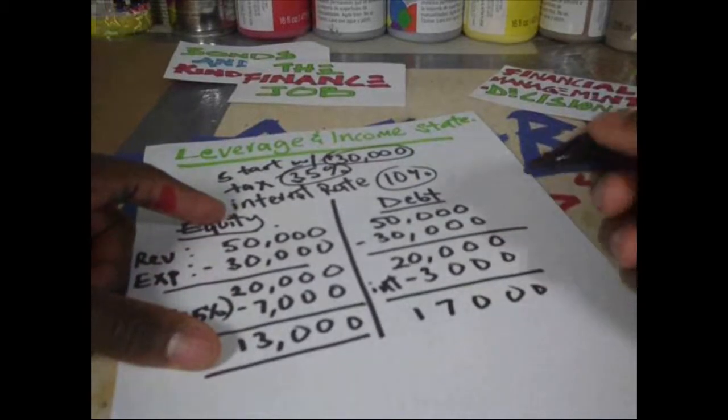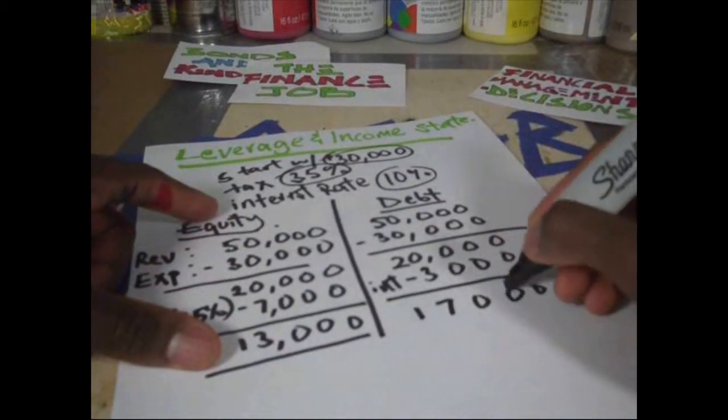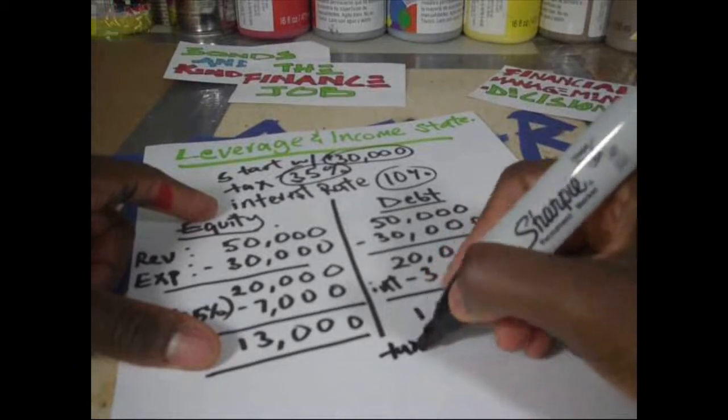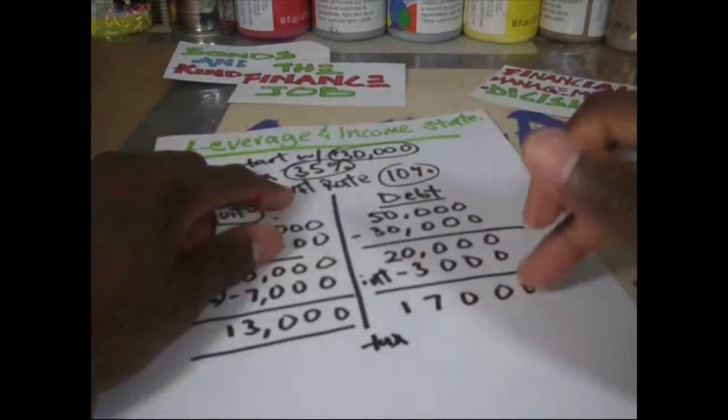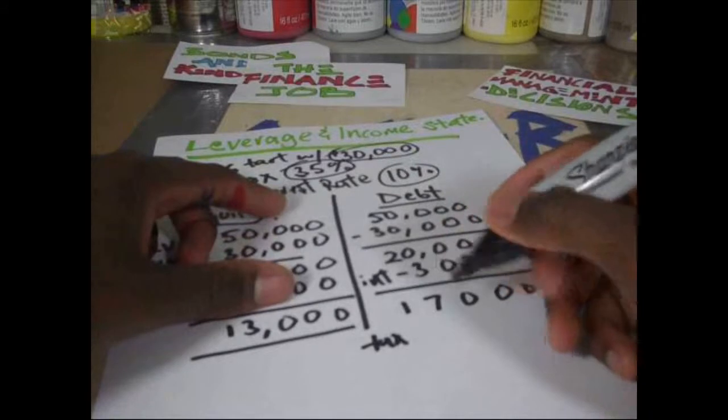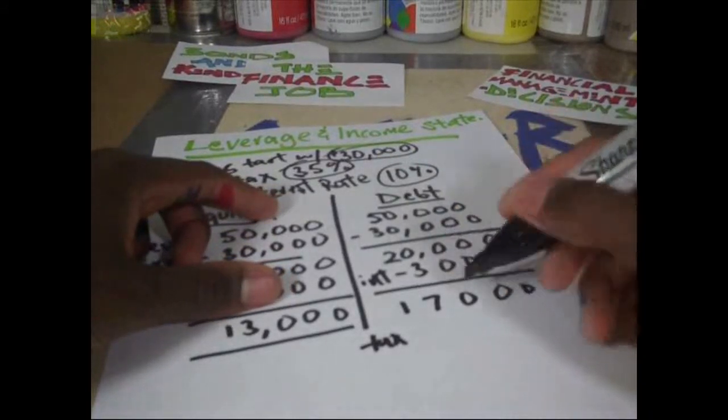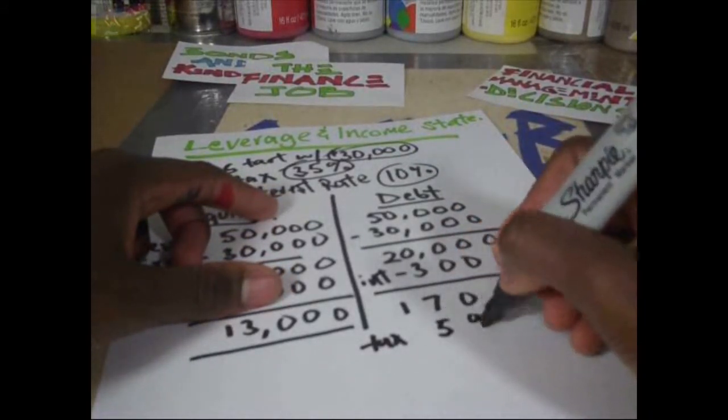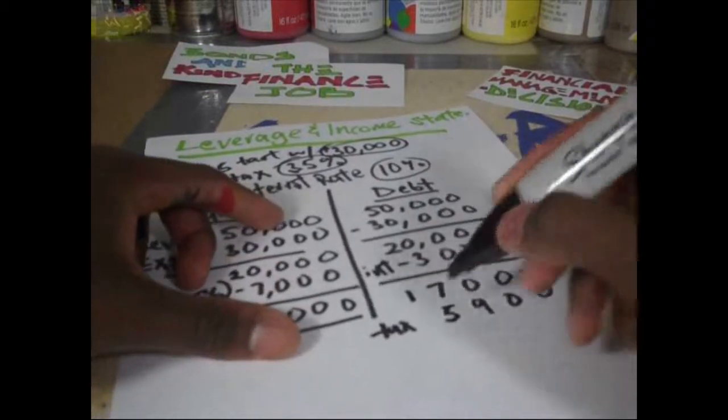17,000. All right, and then the government is going to say, okay, you have 17,000 left. Now we're going to tax it. We're going to tax the 17,000 at 35%, and 35% of 17,000 is 5,900. Don't be shy to use a calculator. They're your best friends.